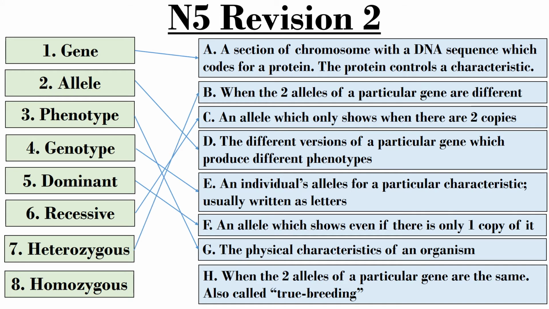And then 7, heterozygous, that's when 2 alleles of a particular gene are different and often written as capital and small letters, so it could be big B, small b. And then homozygous, that's H, so that's when the 2 alleles of a particular gene are the same, so that would be big H, big H or small h, small h, and that's also called a true breeding genotype.